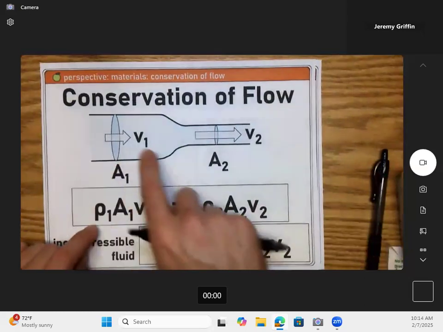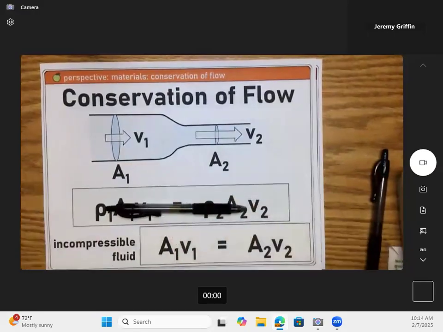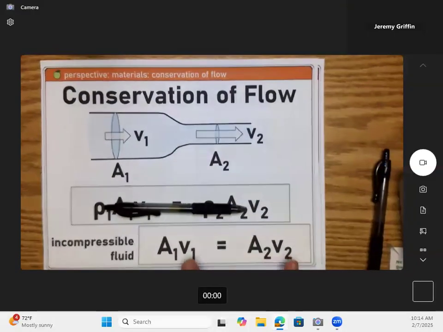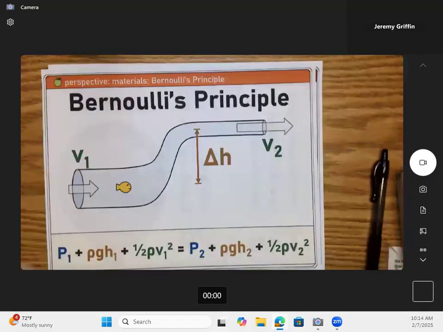So if you have steam going through here, you'd also have to consider the density. But don't worry about this green box so much. So I'll cover that one up. All you guys need is just this gold box right here. So for incompressible fluid. Okay.